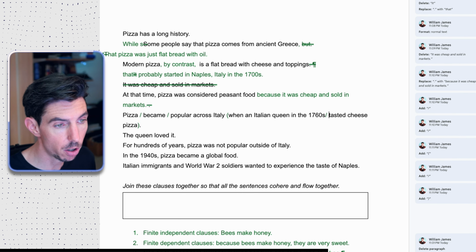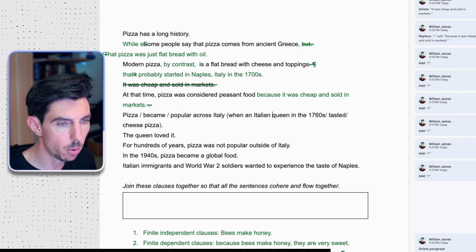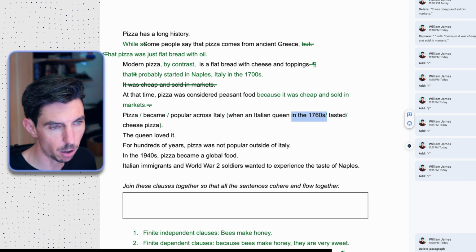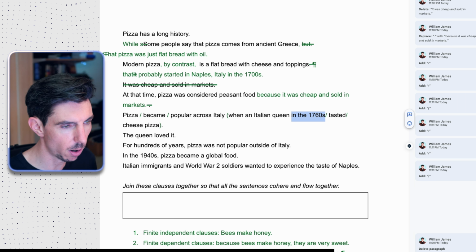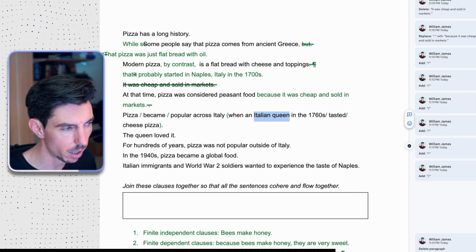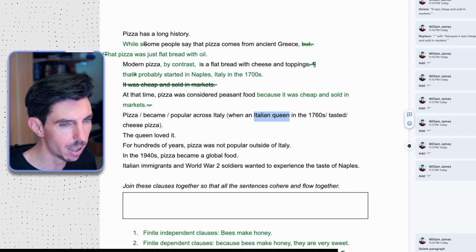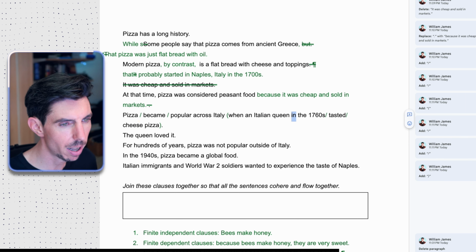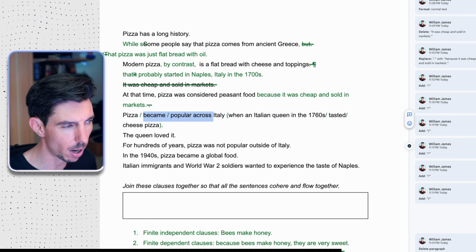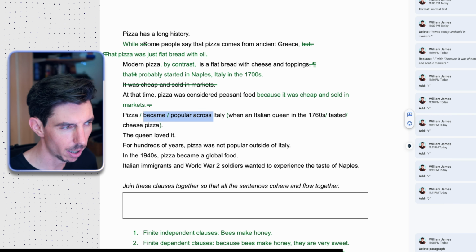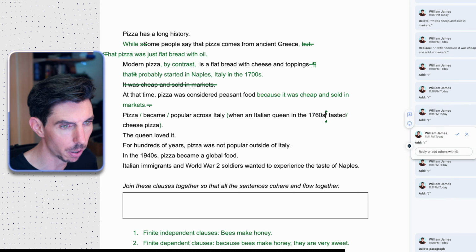She tasted, what did she taste? Cheese pizza. So the thing I want to draw your attention to here is this prepositional phrase. What do you think? Should we be using this prepositional phrase to modify the queen? Is the queen in the 1760s? Or is the 1760s the time when pizza became popular across Italy? Right? We don't want the prepositional phrase to be inside the noun. That's where it is right now.